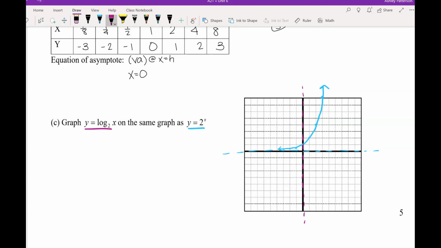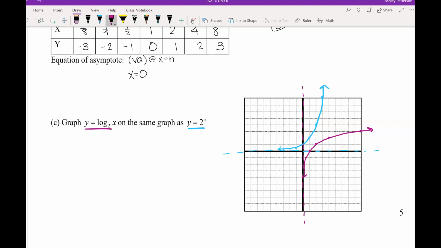Okay. All right, plot these points with me, please. 1/8, -3, 1/4, -2, 1/2, -1, 1, 0, 2, 1. Oh, that's not 2. Yep, I can count. There we go. 4, 2, and 8, 3. Starting from the bottom, curving up, making sure we don't cross that vertical asymptote.